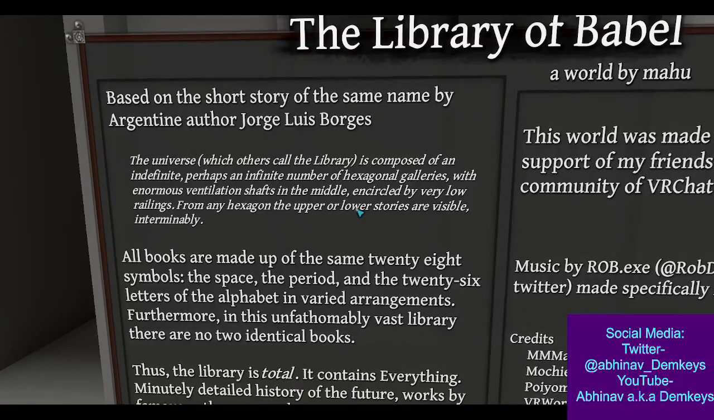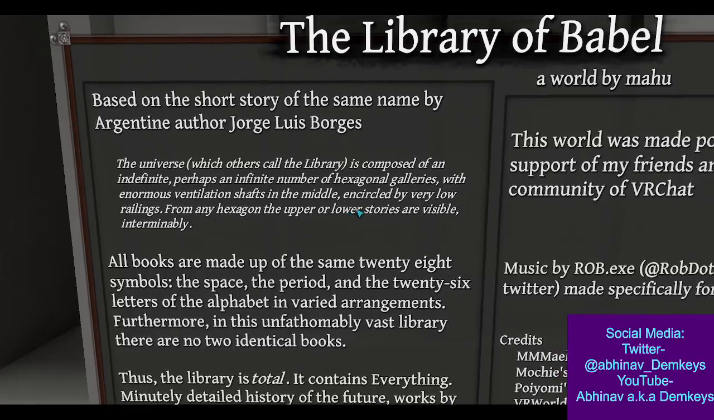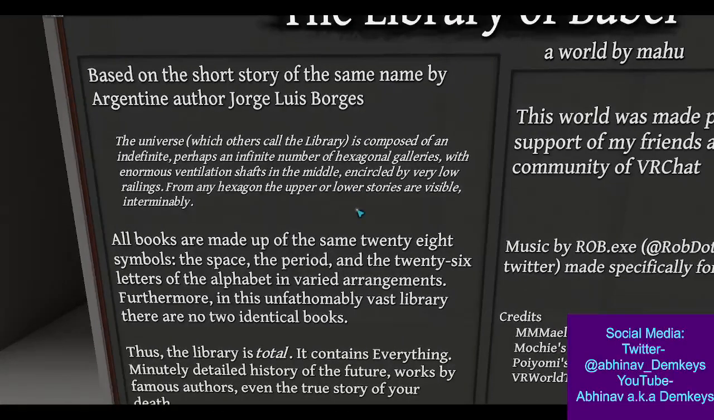Based on the short story of the same name by Argentine author so and so, the universe, which others call the library, is composed of an indefinite, perhaps an infinite number of hexagonal galleries with enormous ventilation shafts in the middle, encircled by very low railing. From any hexagon, the upper or lower stories are visible interminably.